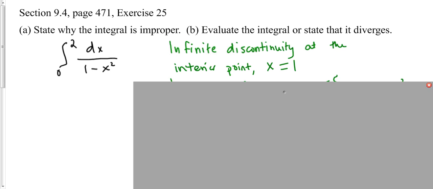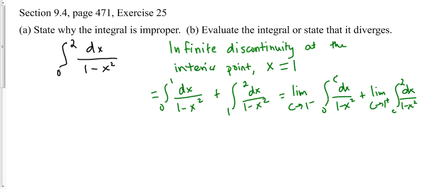So this integral is improper because it has an infinite discontinuity at an interior point, which means it's not at the endpoints, not at the limits of integration, it's somewhere in the middle, at x equals 1. Now the book tells us that we need to break the original integral into the sum of two integrals, and we break them at that discontinuity point of x equals 1. So this becomes the integral from 0 to 1 of dx over 1 minus x squared, plus the integral from 1 to 2 of dx over 1 minus x squared.